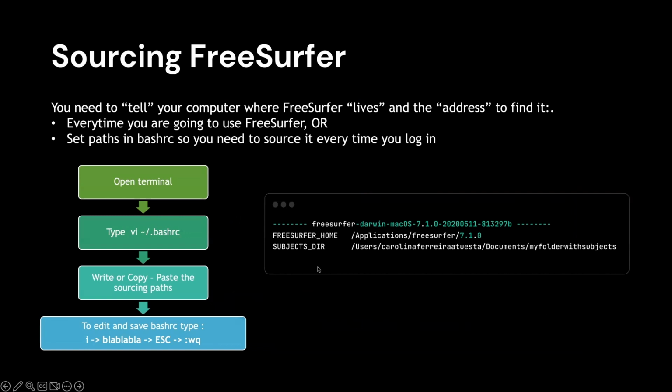If you open a new terminal after creating your bashrc, you will see that it will print out your paths, and you should make sure that the path that is printing is the one you're expecting. And if it's not, then you can just go back to your bashrc, typing again vi bashrc, and modify it.